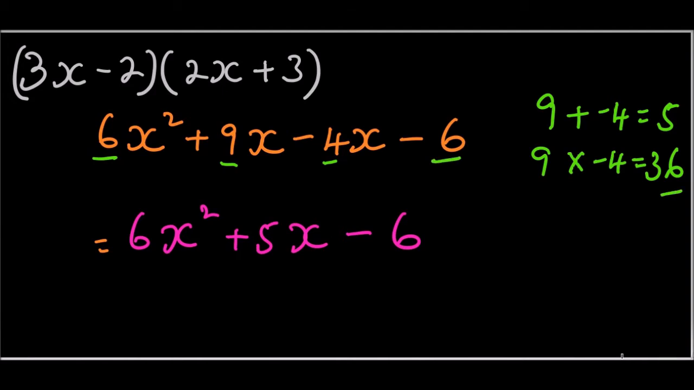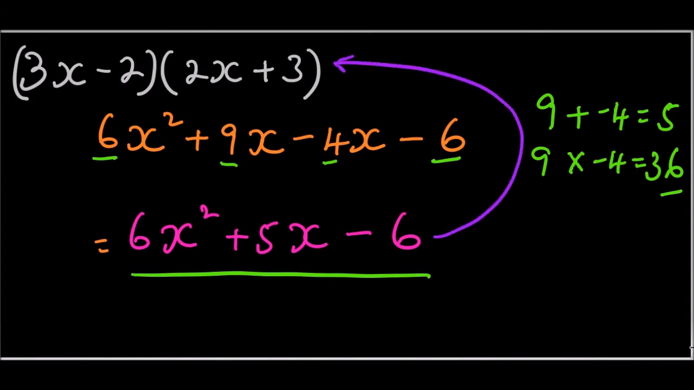So what is the reverse? Suppose you are given this expression and you are required to factorize, that is to take it back there. So what you do is you get two numbers, you multiply 6 times 6, you get the product, which is minus 36.